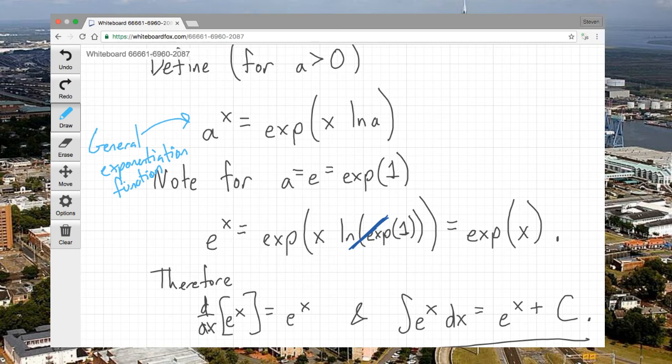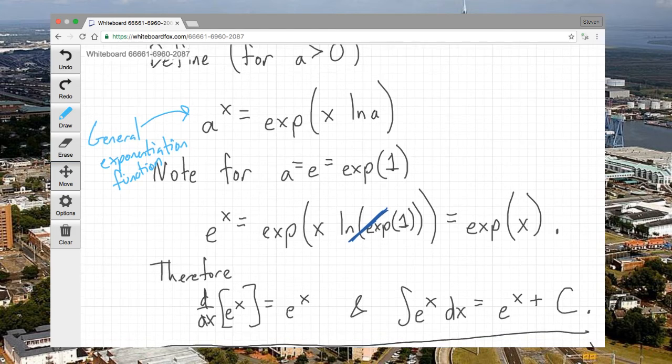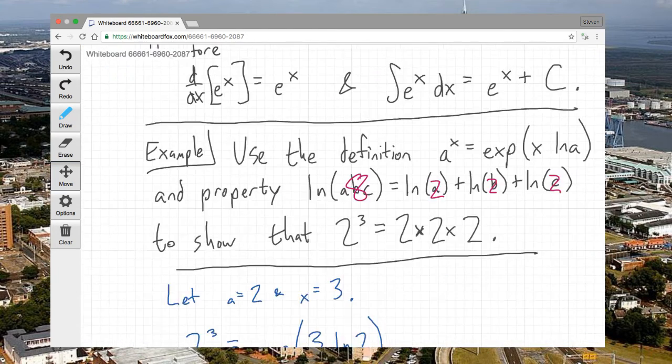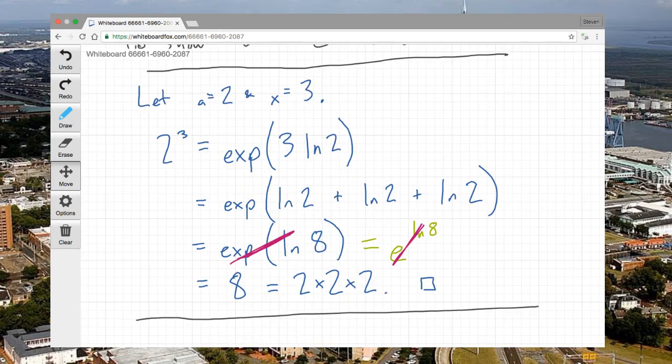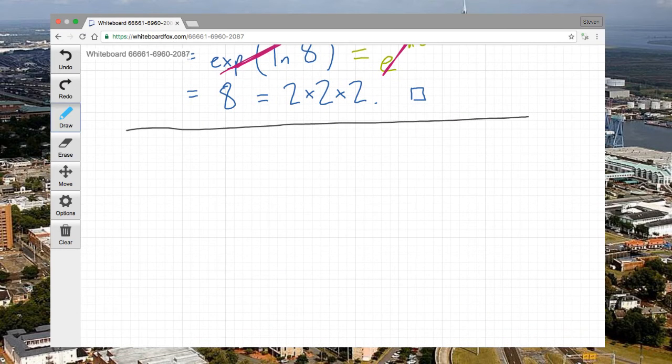As opposed to the natural exponentiation function, which is just e to the x. In general, a could be any positive number. And we can also define a general logarithm. That means a logarithm which doesn't have a base of the natural number e.